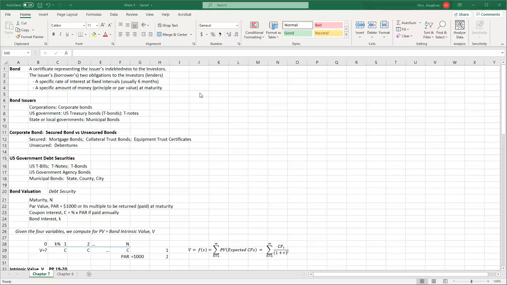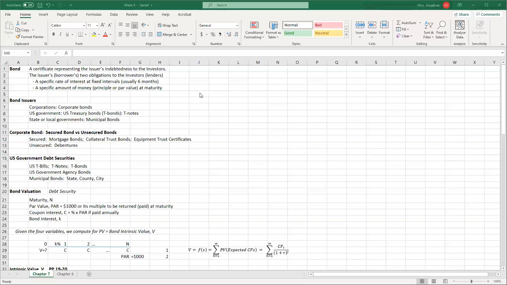Now, bond issuers typically include corporations, which issue corporate bonds, and the U.S. government, which issues treasury bonds. Treasury bonds are long-term bonds, and intermediate-term ones are called treasury notes. If these bonds are issued by state or local government, municipal government, then they are called municipal bonds.